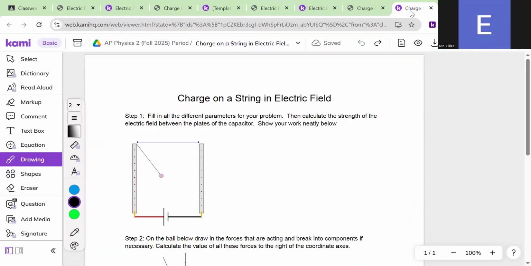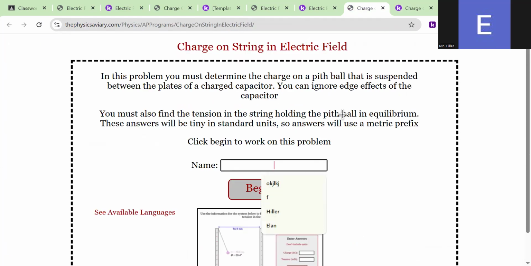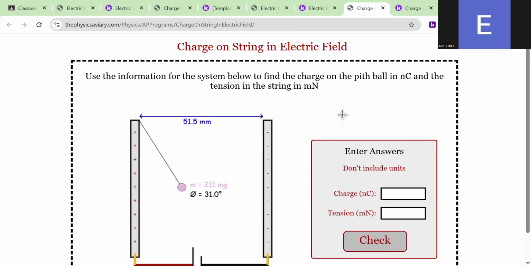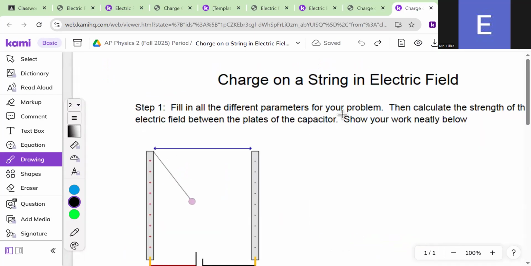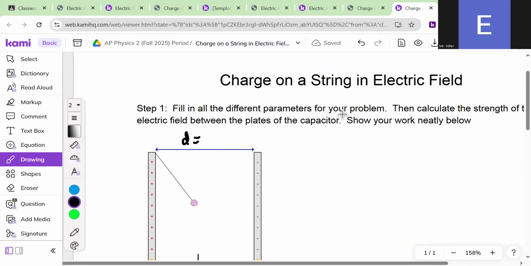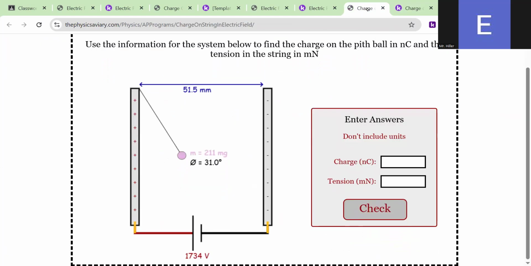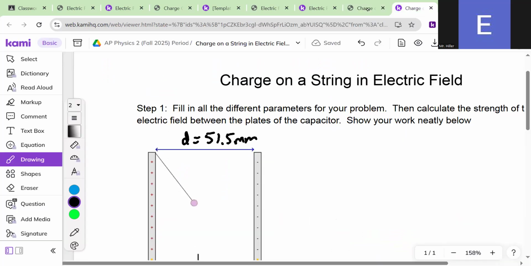Now in our final question, we have a charge in an electric field. Now we need a brand new equation to help us with this. When you go ahead and enter your name in the program, you're going to be given the distance between the plates. So mine is 51.5 millimeters. But I'm also given the voltage between the plates, otherwise known as the potential. Well, the potential between the plates is 1734 volts.